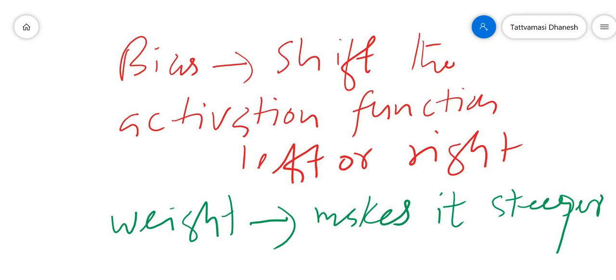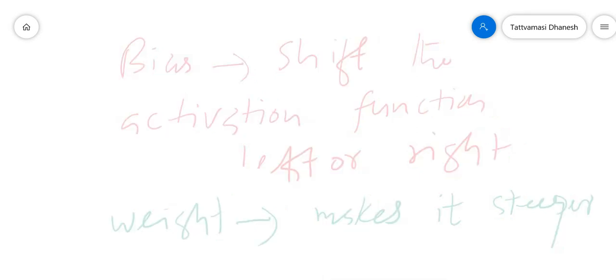Weight means multiplying with the input, that is y is equal to mx, multiplying m into x. Your weight makes it steeper, and by trial and error you can get a better fit for the data. Bias means addition. You are adding the value to the input, so that shifts the activation function left or right. So this is about the bias and the weight. I have clearly explained the importance of the bias node. If you want more clarity, I can tell you.